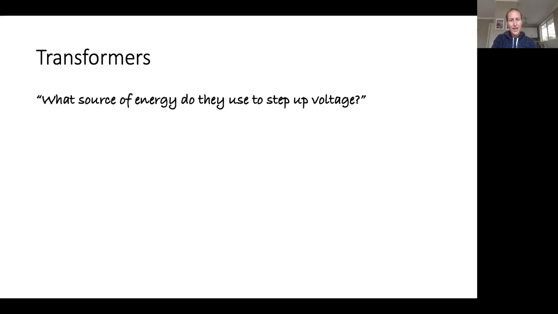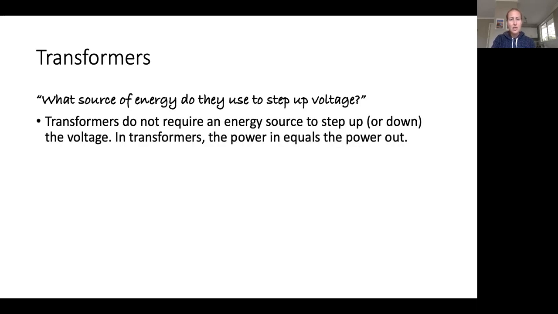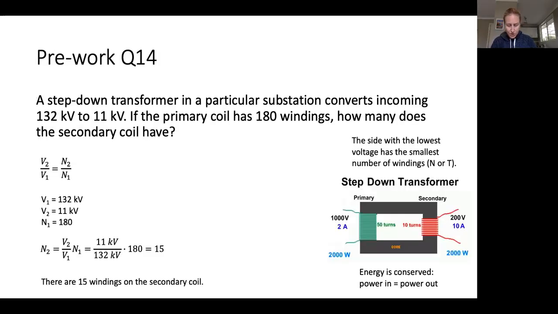Now, someone asked, what source of energy do they use to step up voltage? And I'm glad you asked that, because it's quite important to point out that transformers don't require an energy source to either step up or step down voltage. In transformers, in many ways, it's quite a simple situation where the power in equals the power out. If I go back to the diagram on the previous page, see here that the transformer really only consists of 3 things. We have this thing here, which is a metallic core. It's usually made of iron. So it's just 4 iron blocks that are put together into a square. Then we have the windings on the primary coil, and we have the windings on the secondary coil.